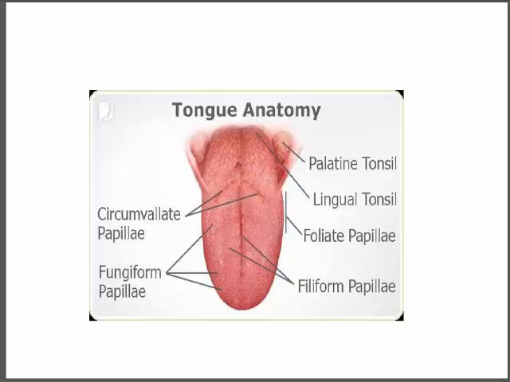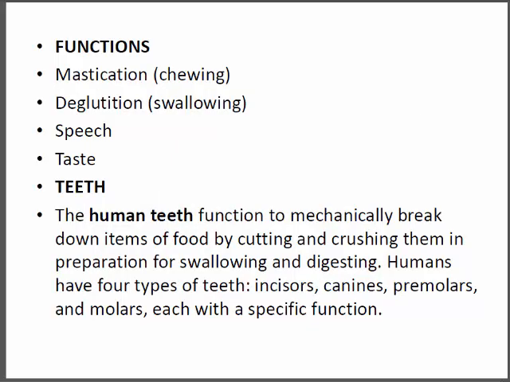Coming to the next, this is the diagram which contains the palatine tonsil, lingual tonsil, foliate papillae, filiform papillae, fungiform papillae, circumvallate papillae. Coming to the next, the functions. First is mastication, that is chewing, then deglutition, that is swallowing, then speech and taste. These are the functions of the tongue. Then last, coming to teeth.